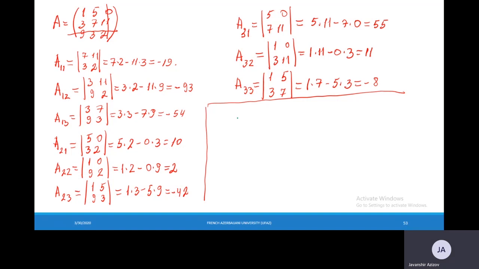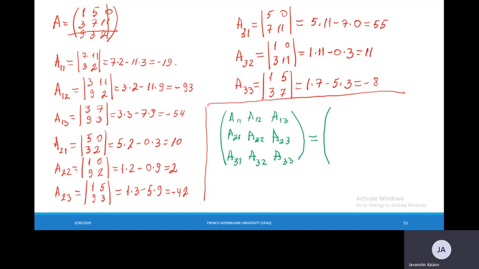Let's create this type of matrix: A11, A12, A13, A21, A22, A23, A31, A32, and A33 is equal to this one.